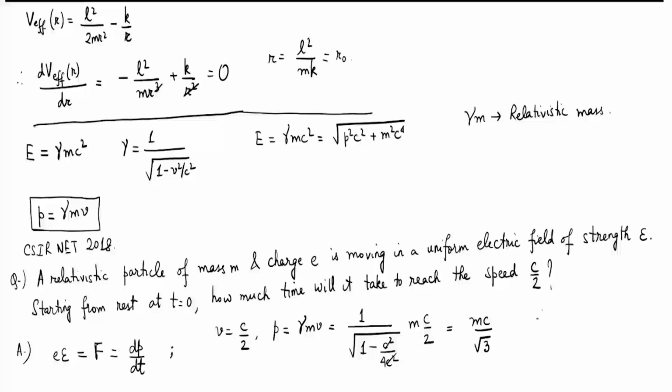Therefore, dp by e epsilon equals dt. Therefore, t is 1 by e epsilon integral dp from 0 to mc by root 3, which is mc by root 3 e epsilon. So A is the correct answer. Okay.